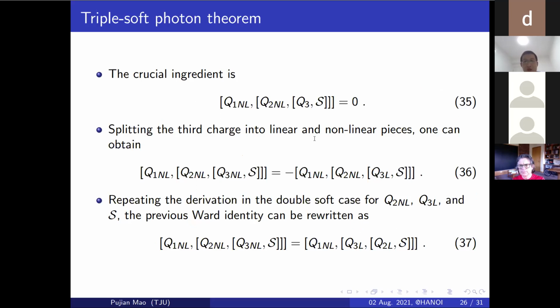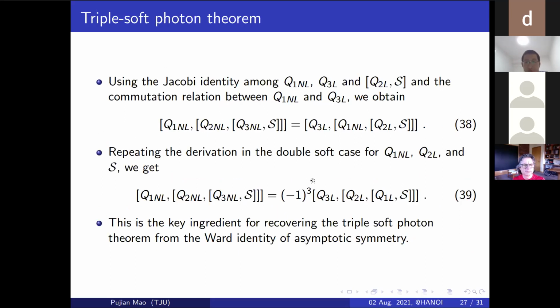So somehow the game from here is you put all the small numbers to the right and large numbers to the left. And the last step, we need to repeat the result of the double case between Q1 nonlinear, Q2 linear, and S. In the end, you find all nonlinear on the left-hand side and all the linears on the right-hand side. And then to recover the triple soft photon theorem, you just need to repeat the single result 3 times.